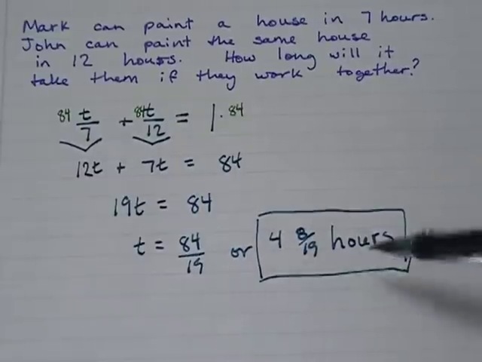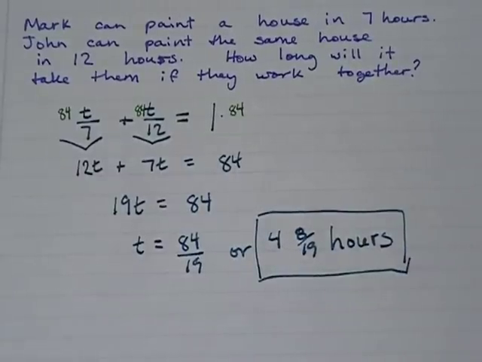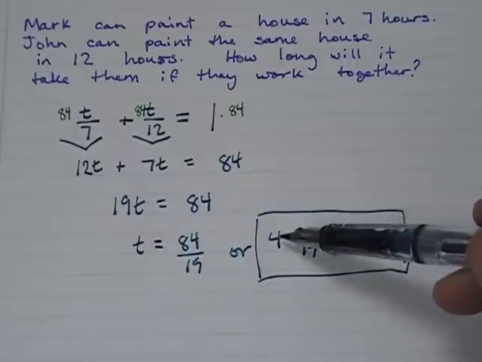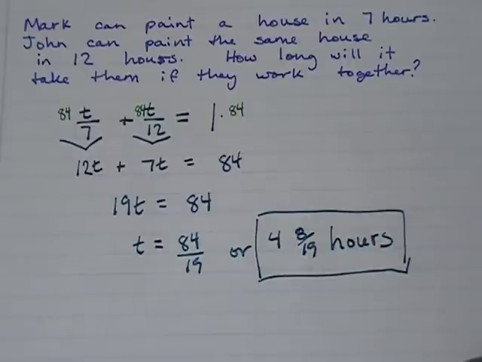And of course, if you wanted a decimal, you could convert that mixed number into a decimal. Please notice that this is less than 7 hours. So John helped Mark get the job done faster. And that's the point of this.